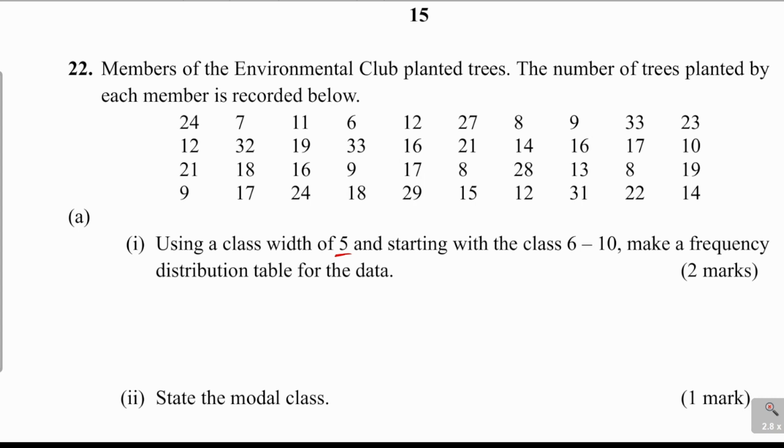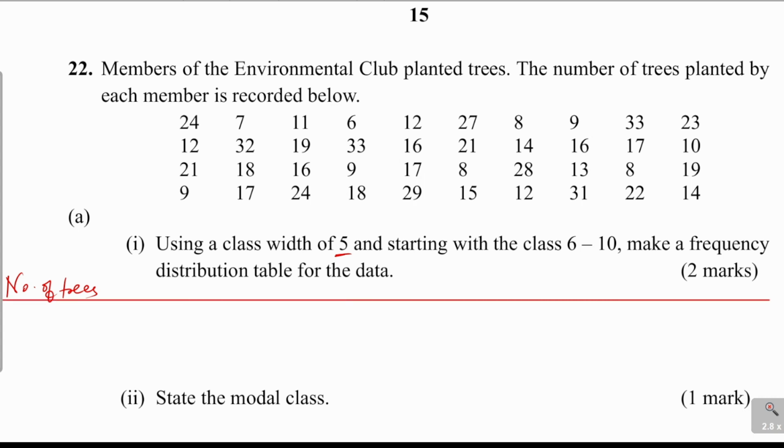So you're supposed to make a frequency distribution table starting with that class. So prepare a table here. Number of trees and frequency. So beginning with a class of 6 to 10, the next one will begin from 11 to 15, then the other one 16 to 20, then 21 to 25, then the next is 26 to 30. Remember, we're maintaining the class size of 5.